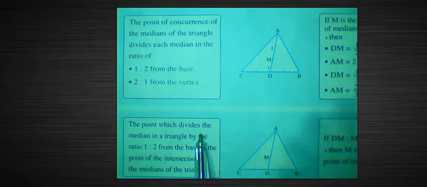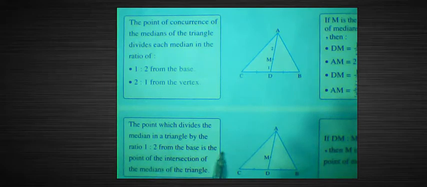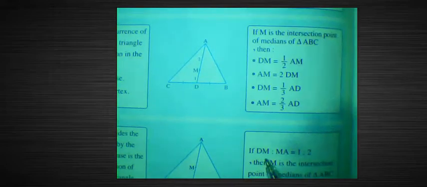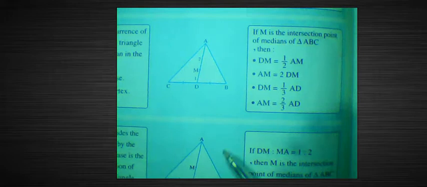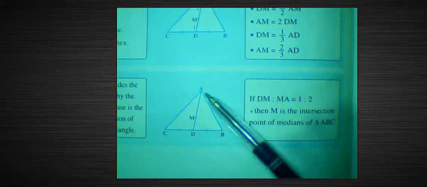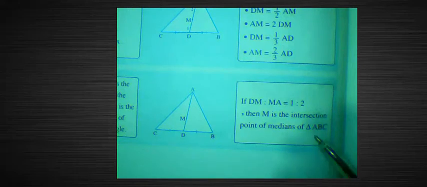The point which divides the median in triangle by the ratio 1 to 2 from the base is the point of intersection of the medians of triangle. يبقى البوينت اللي عندي دي بتكون the intersection of the medians of triangle. يعني العكس اللي احنا قلنا فوق يا شباب. لو انا كان عندي ratio between DM and MA equal 1 to 2, then M the intersection point of the medians of triangle ABC. يبقى انت بتستنتج الانفيرس للرول اللي فات.